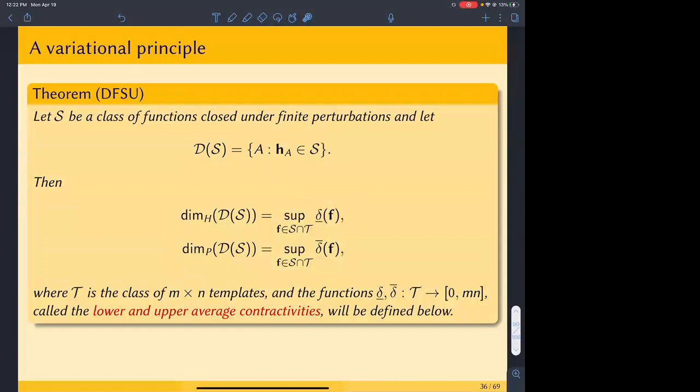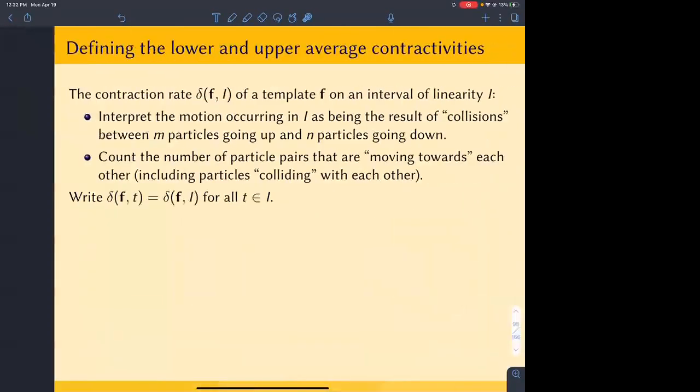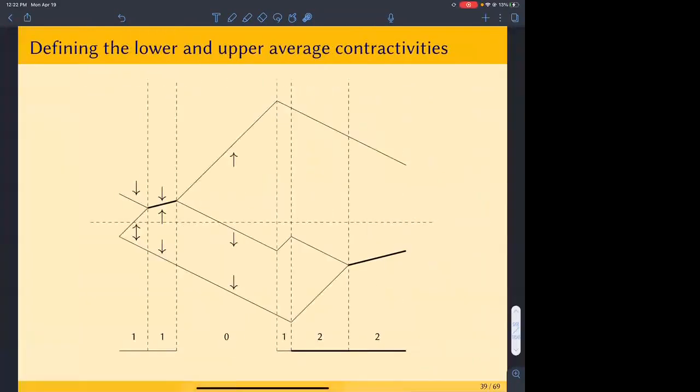So you're taking a sup over what we call the lower and upper average contractivities. And what is the upper or lower average contractivity of a template? Okay, so for time, I'm just going to jump to the picture. What it's doing is it's sort of counting, if you imagine these as particles moving, and this is time, it's counting at each stage the number of pairs moving towards each other.